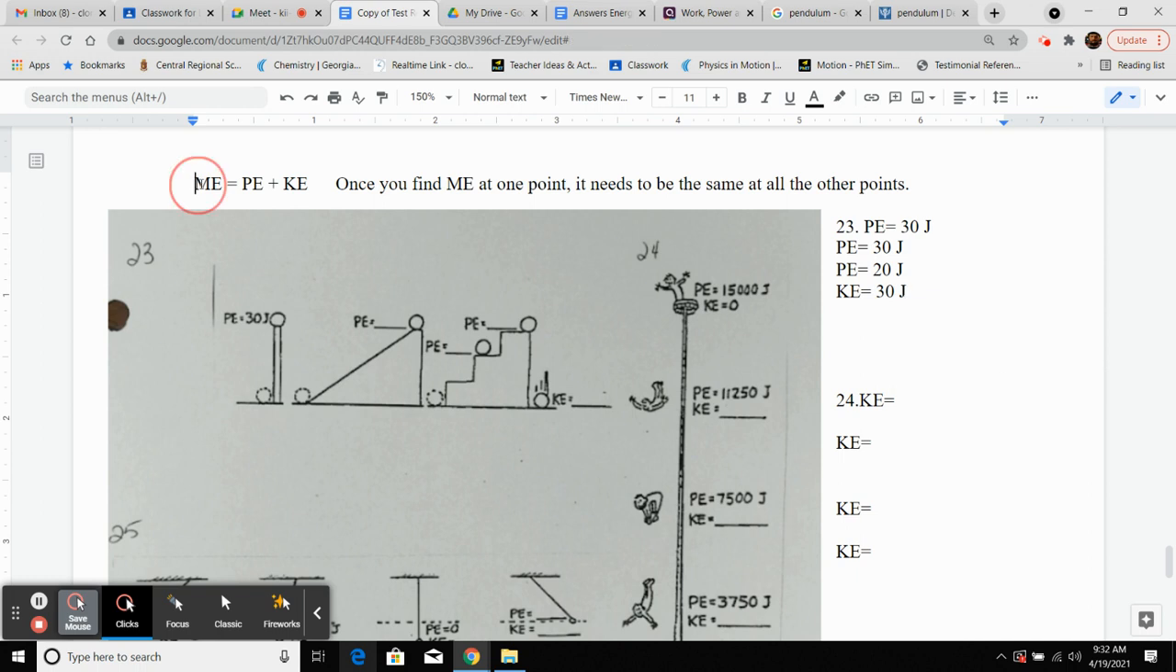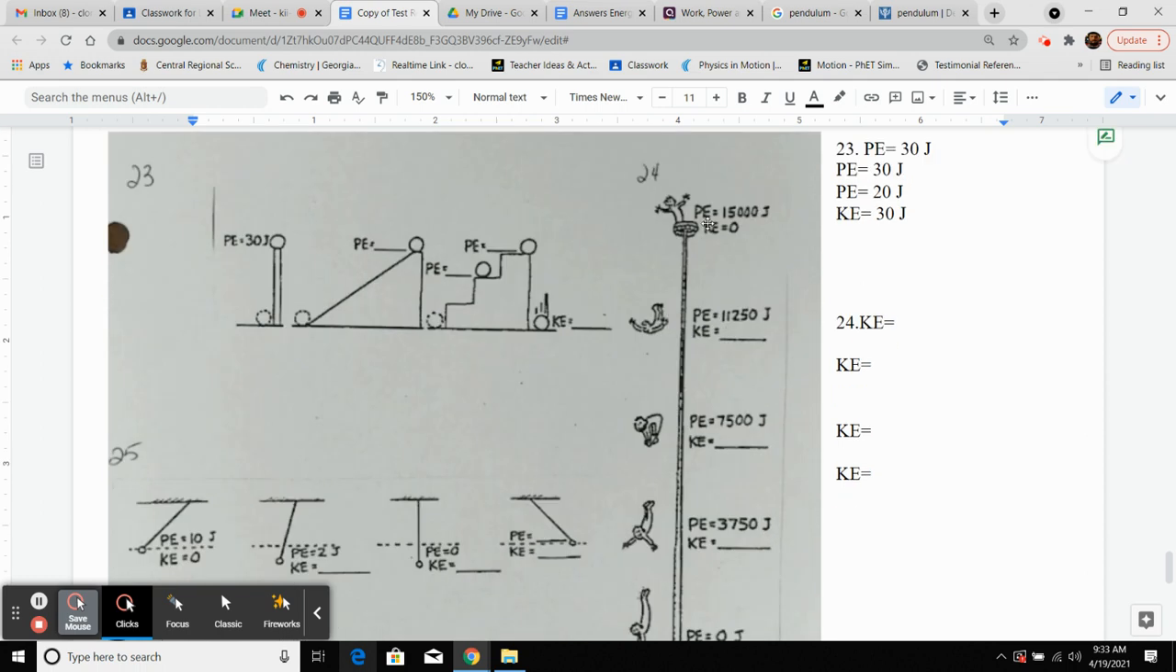Right, so take a look, right? Mechanical energy is potential plus kinetic. So if we know that the mechanical energy is going to be the same at any single point, yeah? So we have 30 because it wasn't moving up here. Not moving yet, so it's 30. Right here, if the potential energy is 0, kinetic energy would have to have been 30 in order to make that true. So keep that in mind for 24.